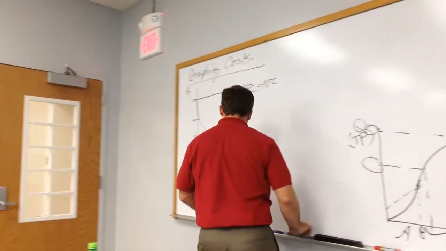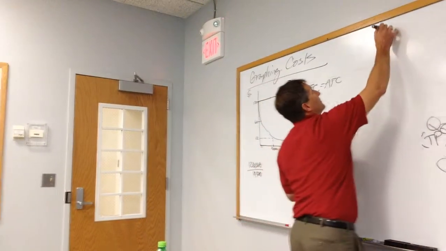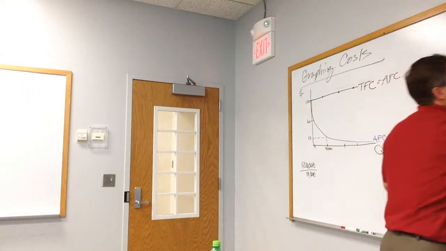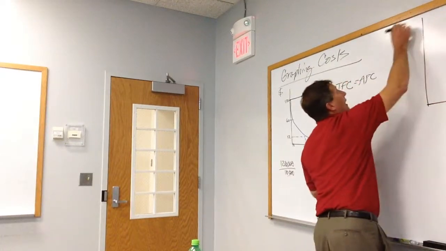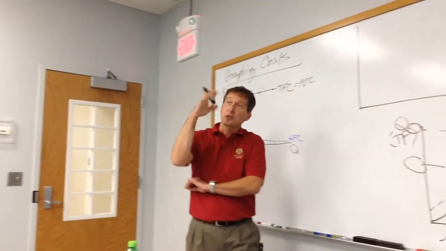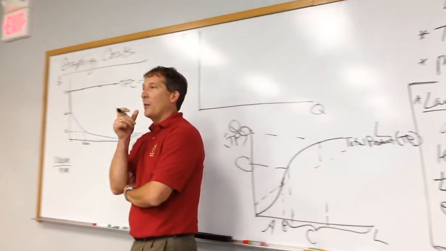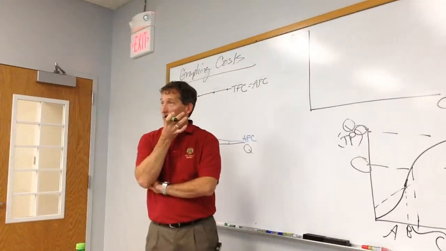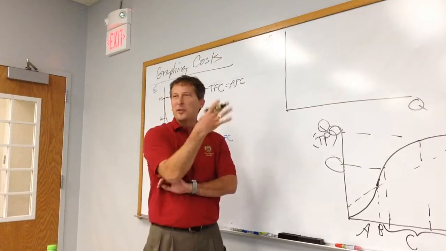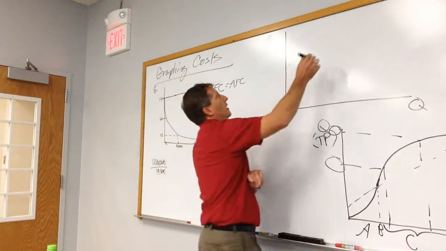For the next one, I want to draw another graph. And for this one, I'm going to draw the average total and the average variable. And I want you to watch how I draw it so that you guys can draw it in right, and then we'll talk about why it looks that way, because it's a little harder to do.